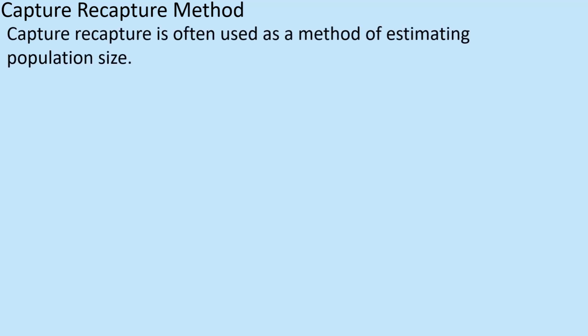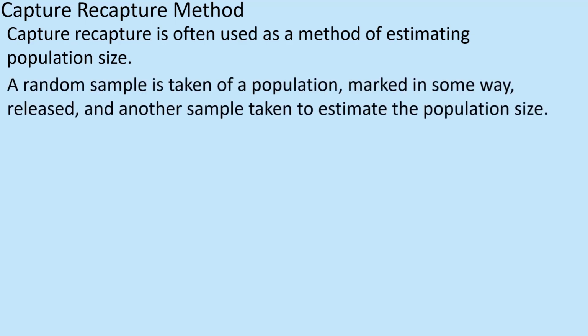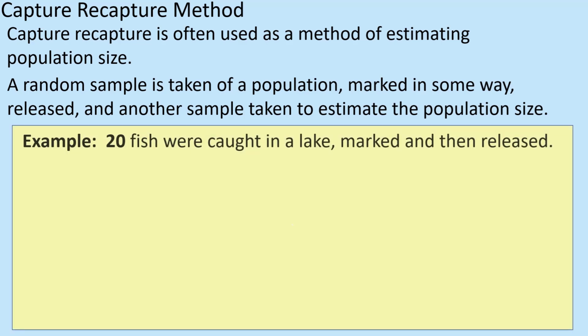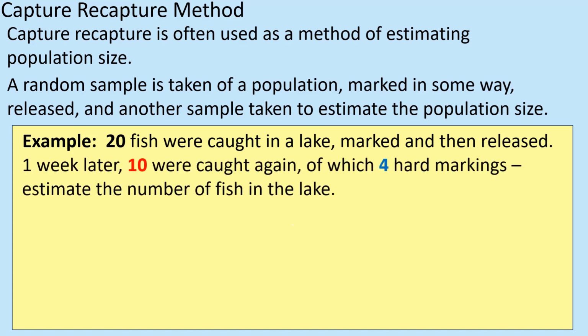So in terms of doing something similar, there is something called the capture-recapture method. The recapture method is a way of estimating a population size out in the field. What you tend to do is take a sample of something, mark it in some way, send it back into the wild, and then take a collection in, and from there you estimate how big the population is, depending on what you get back. So an example: if you get 20 fish caught in a lake, marked, and then sent out, and then a week later you catch 10 again, of which 4 have the markings, and you're trying to estimate the number of fish in the lake.